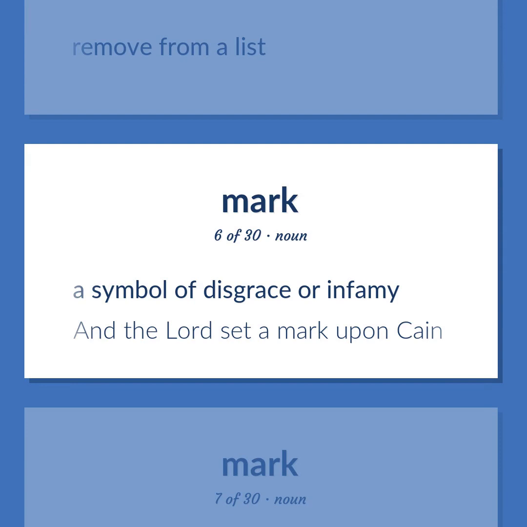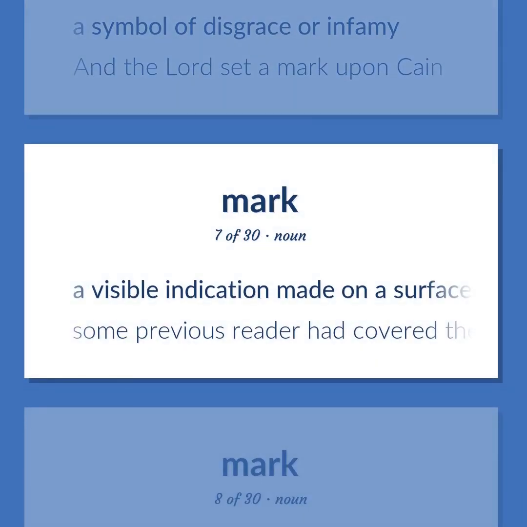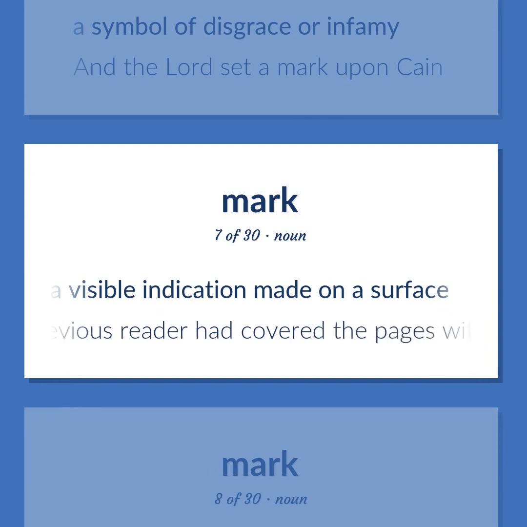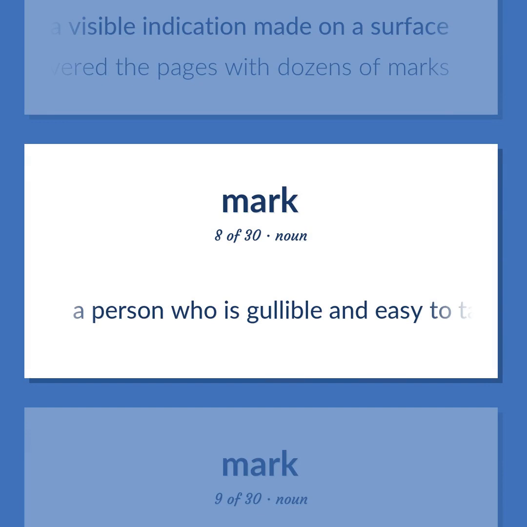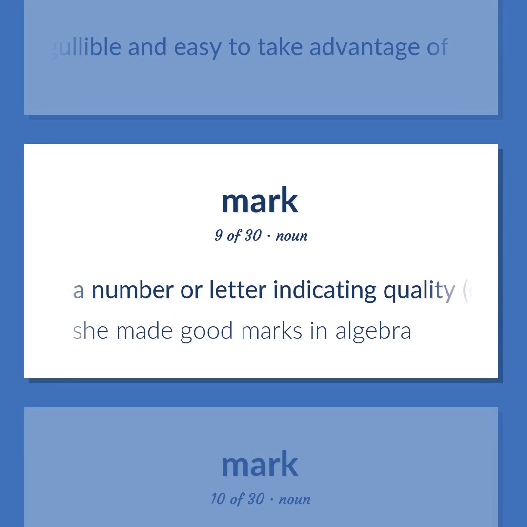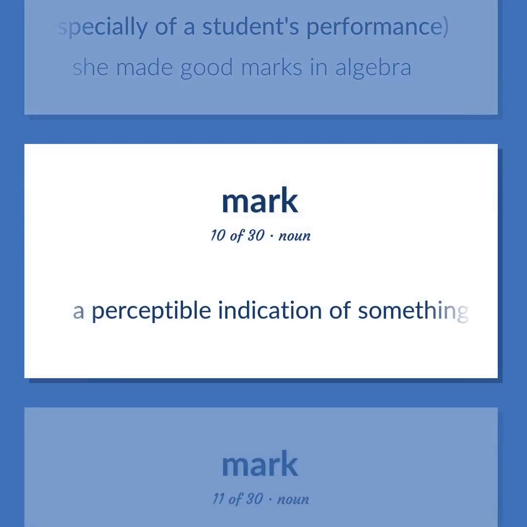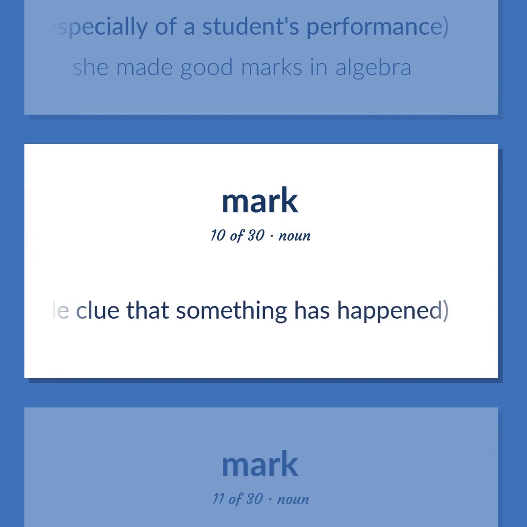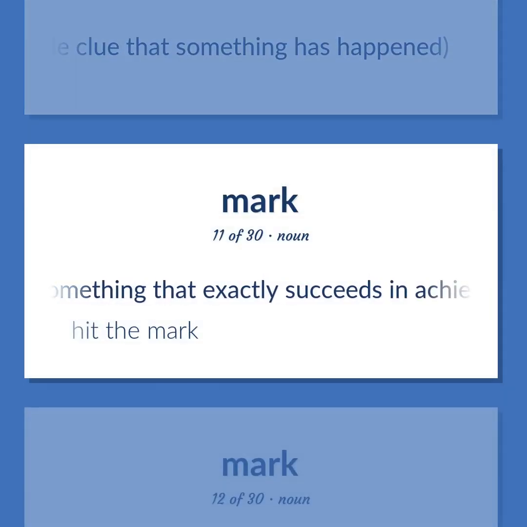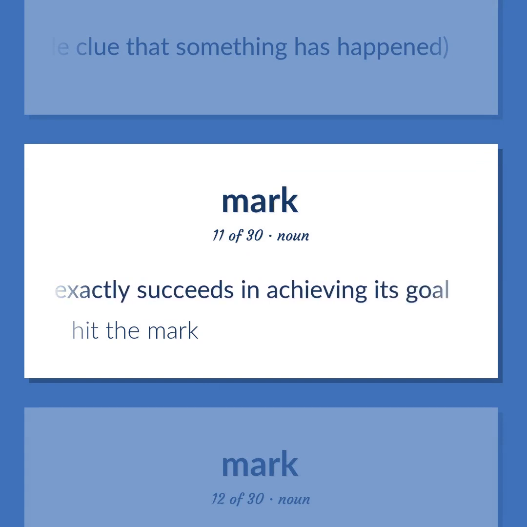A symbol of disgrace or infamy. And the Lord set a mark upon Cain. A visible indication made on a surface. Some previous reader had covered the pages with dozens of marks. A person who is gullible and easy to take advantage of. A number or letter indicating quality, especially of a student's performance. She made good marks in algebra. A perceptible indication of something not immediately apparent, as a visible clue that something has happened. Something that exactly succeeds in achieving its goal. Hit the mark.